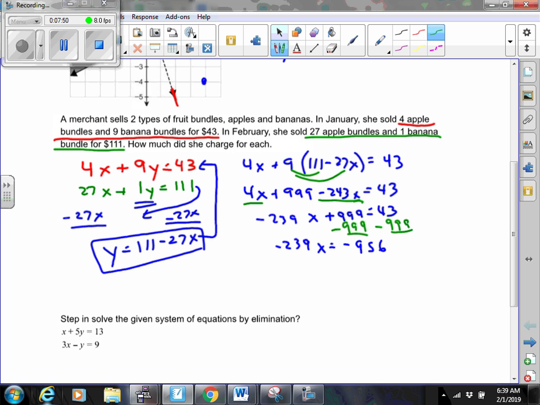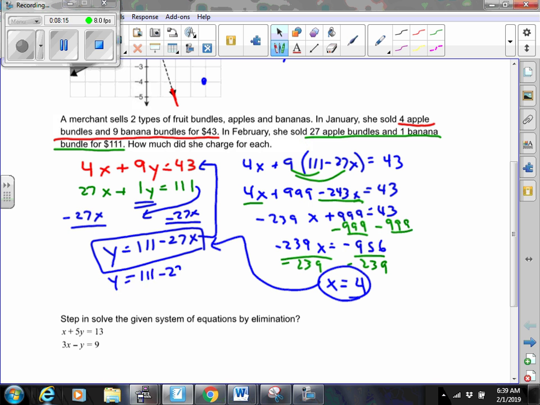Now I'm going to divide by 239. So 956 divided by 239 equals 4. So divide by negative 239, divide by negative 239, x is 4. Now, I boxed it for a reason. Come back over here, plug in your 4, and you get hopefully a nice pretty answer.